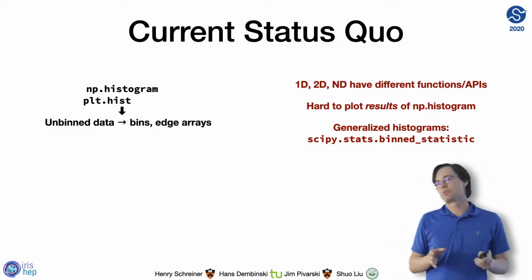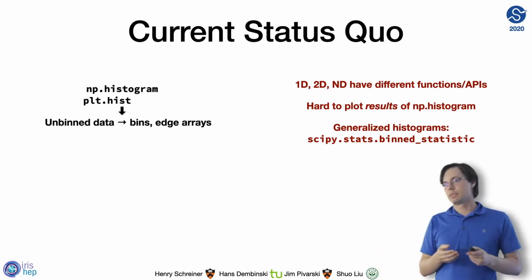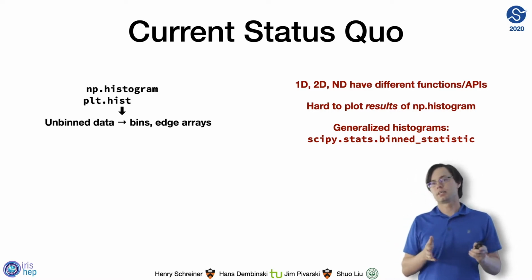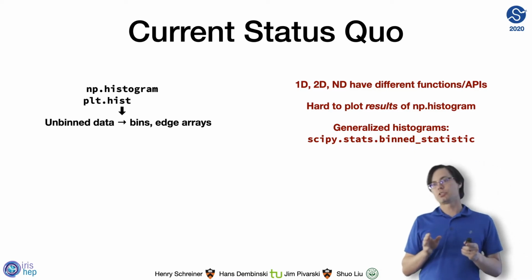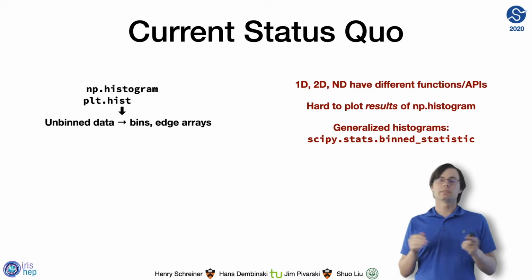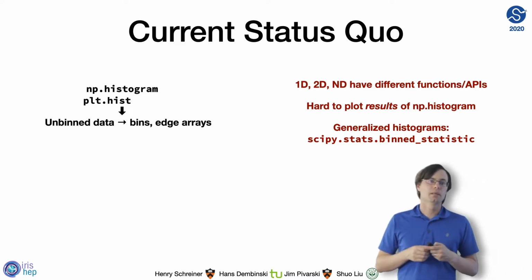It's hard to plot the results of a histogram once you have it. It's hard to tie different things such as axis labels to your axes and deal with those as well. And there are also these things called generalized histograms. SciPy does have access to those. They're called bin statistics, and it's a completely different beast. It's not the same procedure, not quite the same API.